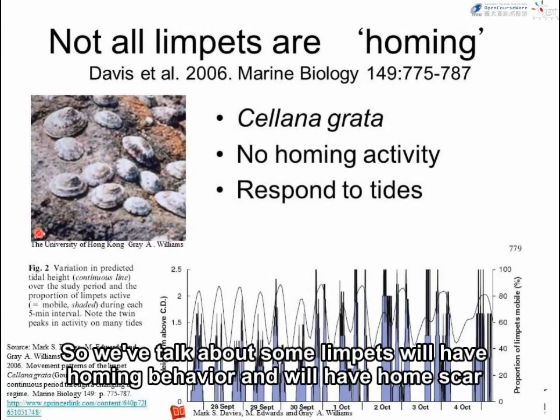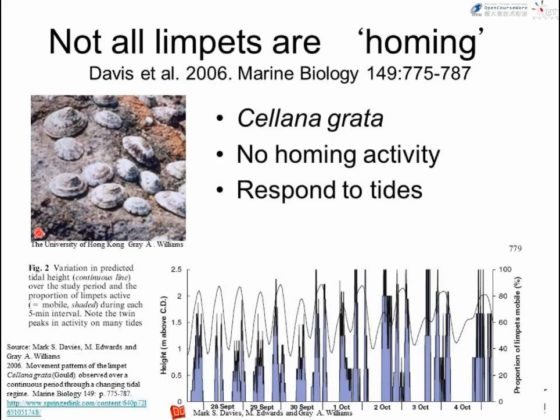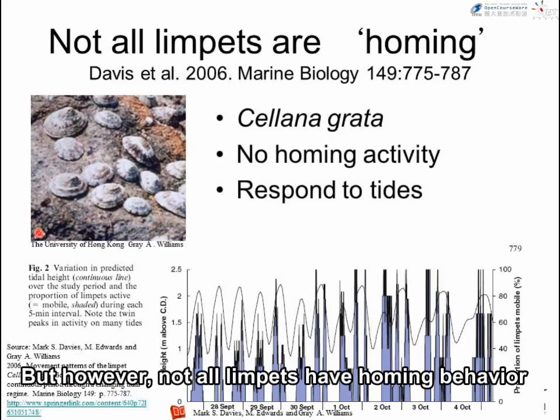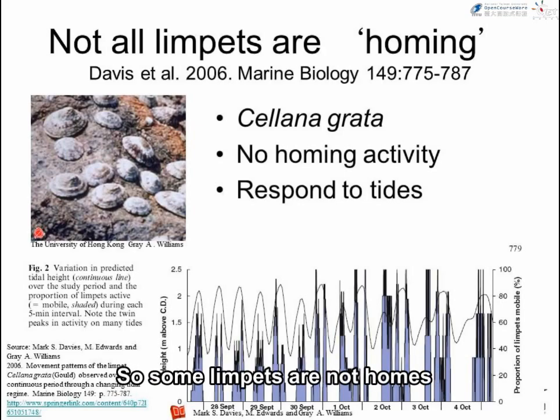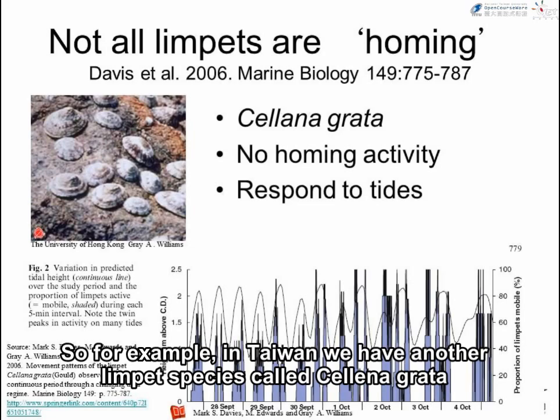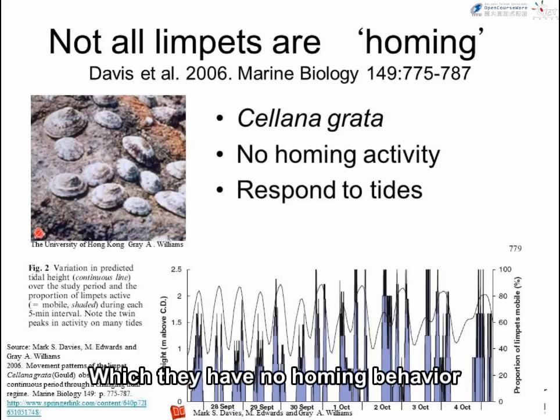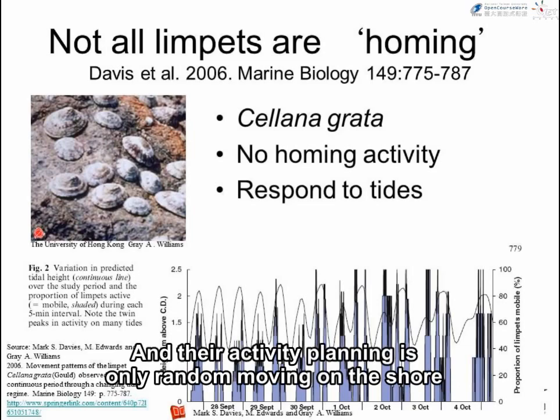So we have talked about some limpets which have homing behavior and have a home scar. However, not all limpets have homing behavior. Some limpets do not, so don't confuse this: not all limpets are homing. For example, in Taiwan we have another limpet species called Cellana grata, which has no homing behavior, and their activity pattern is only random moving on the shore.